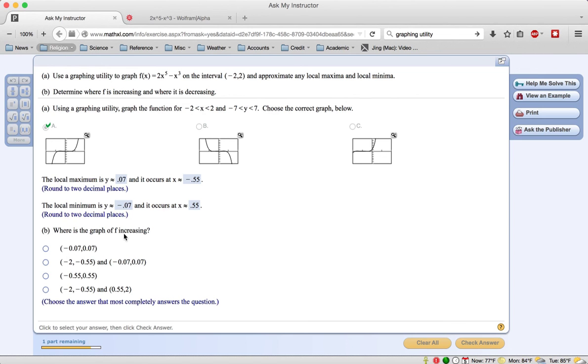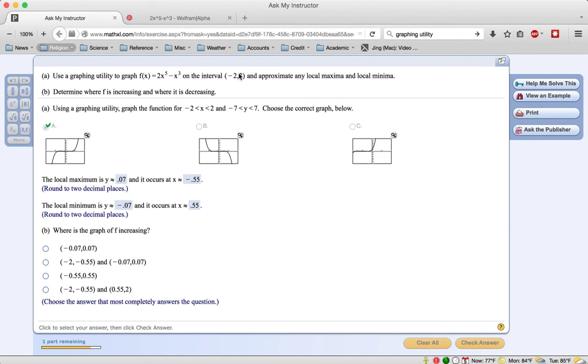So where's the graph increasing? It's increasing everywhere except from x equals negative 0.55 to x equals 0.55. That means, there it is. And that was a really weird answer there.